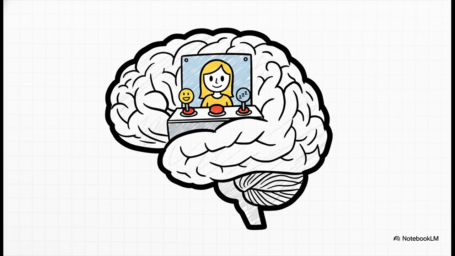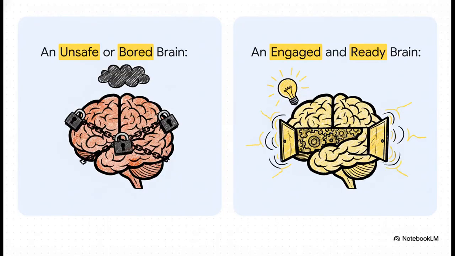This part of the brain is constantly asking, is this interesting? Is this stressful? Is this relevant to me? And its answer determines whether we lean in and engage or tune out and pull away. And this slide just lays it out so clearly.